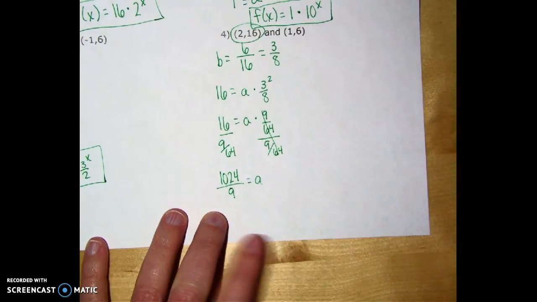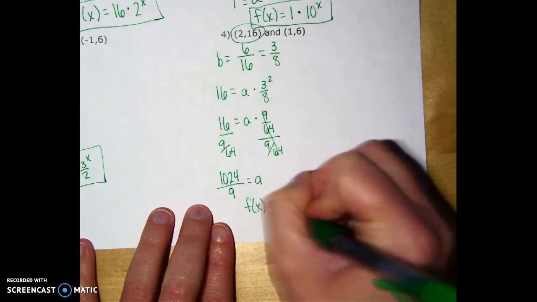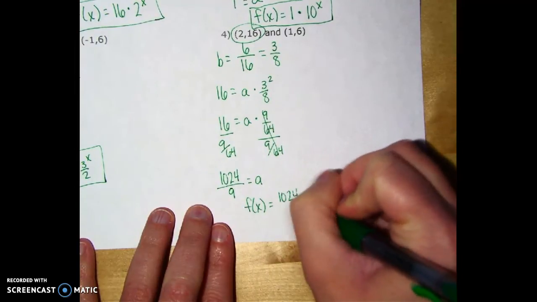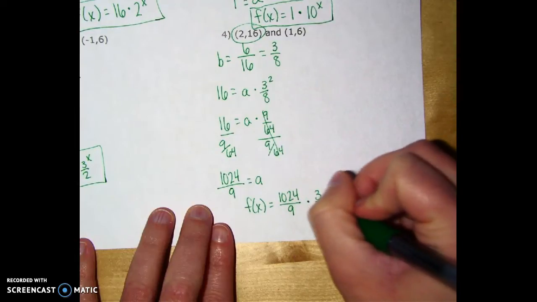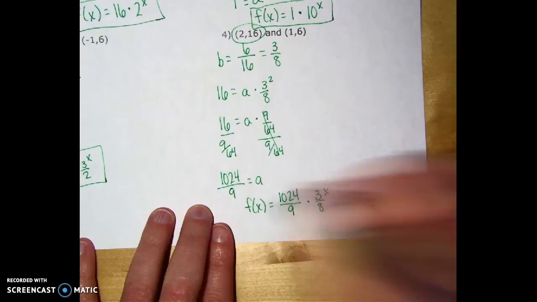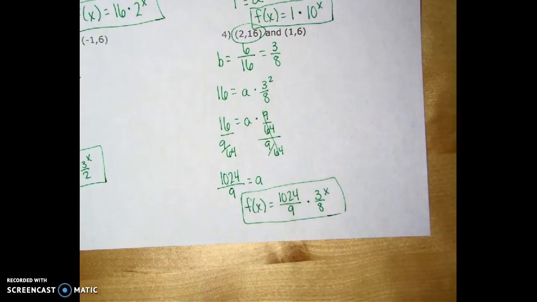And that equals a. So now your equation is going to be f of x equals 1,024/9 times 3/8 to the x. Okay, so that one was fun. Let's go look at the back.